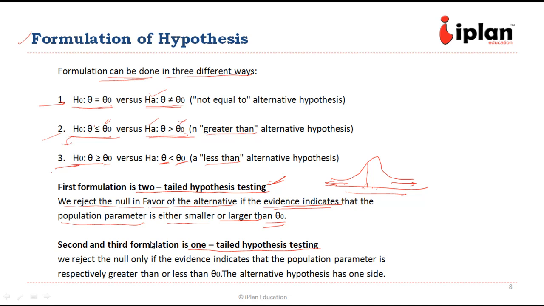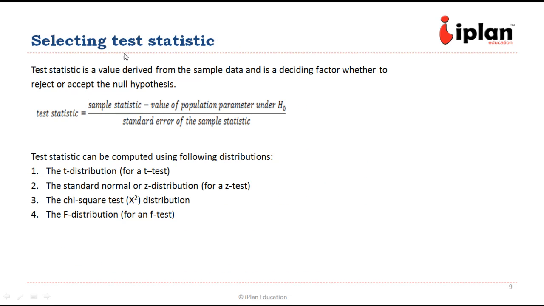Now let us move to the next slide. Selecting the test statistic. Based on our requirement, we need to find out what is the statistic we are going to use. As we earlier discussed, there could be t-distribution for t-test, standard normal or z-distribution for z-test, chi-square distribution for chi-square test, and f-test.